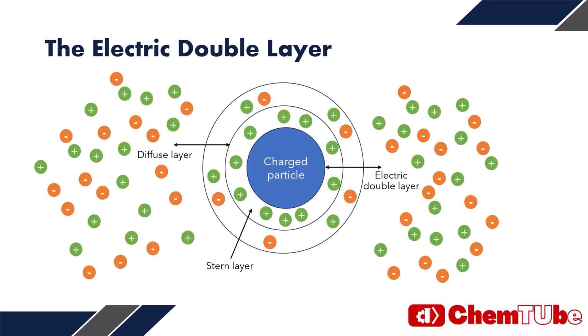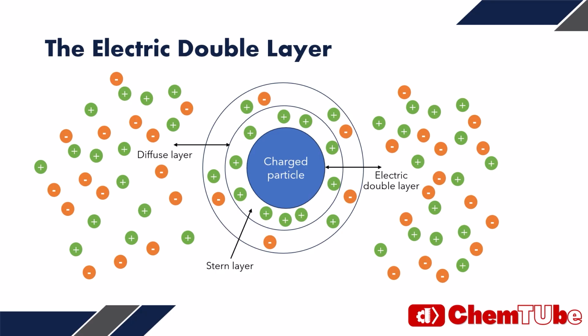When charged nanoparticles are suspended in a liquid, they attract ions of the opposite charge close to their surface, forming a tightly bound layer known as the Stern layer. This layer in turn induces the formation of a more loosely associated layer of ions, referred to as the diffusive layer. Together these form what is known as the electric double layer.